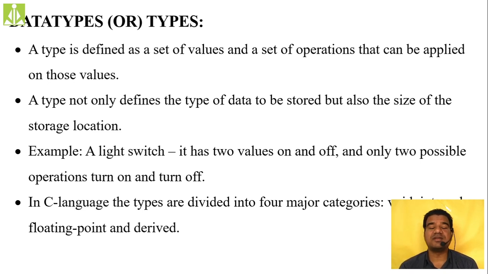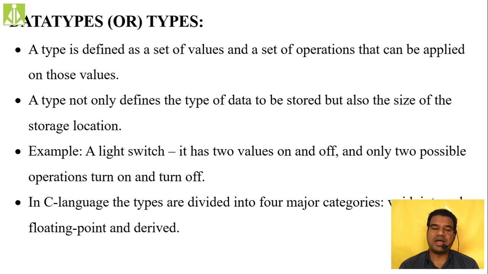So that is the reason why your data type specifies not only the type of value that you are going to store, but also the type of operation you are going to perform. So read the first point. A type, whenever I say type, it means data type only, is defined as a set of values and a set of operations. Not only the set of values, it will also tell what type of operations you are going to perform.